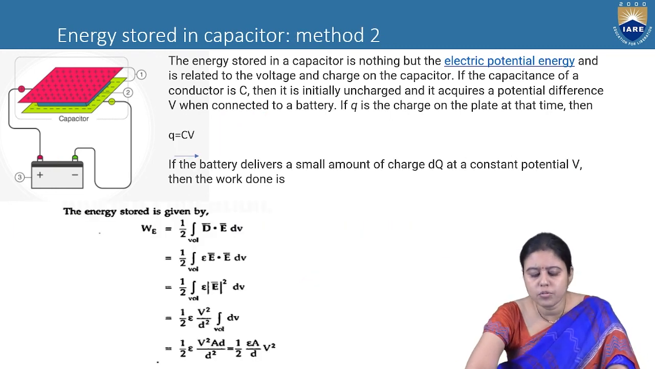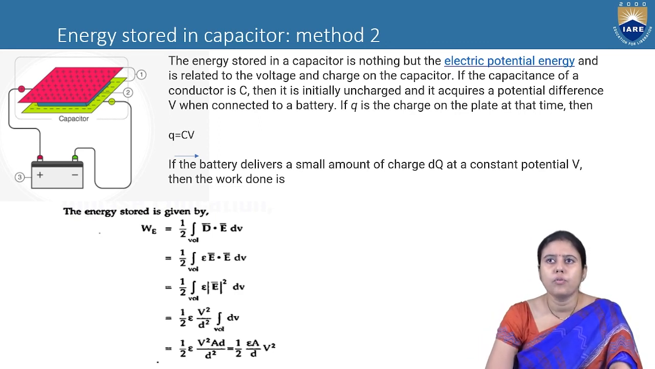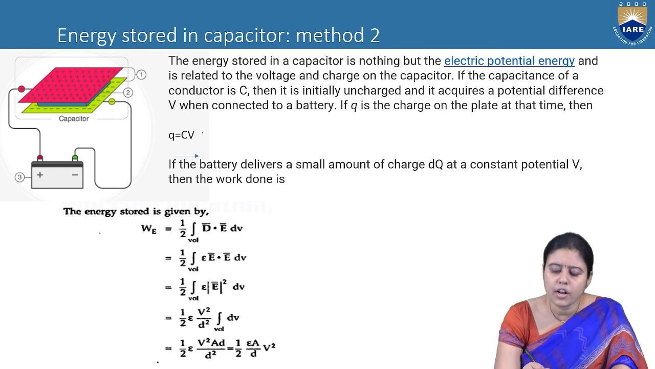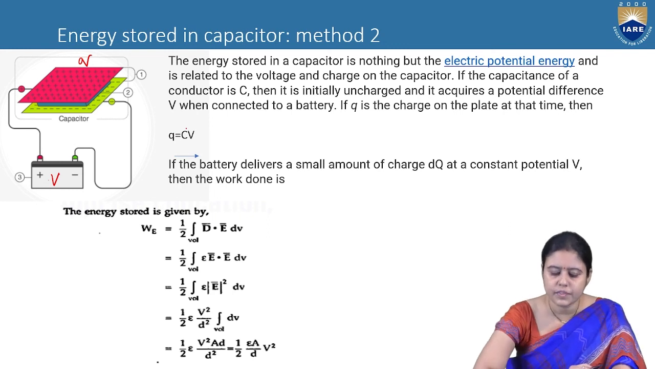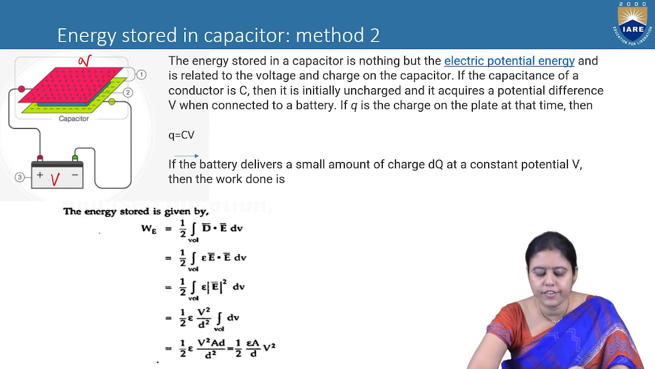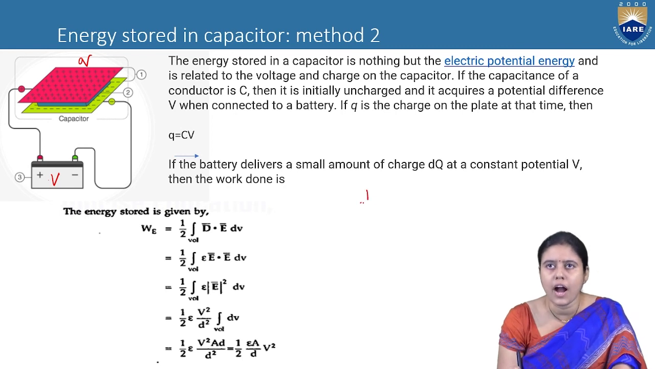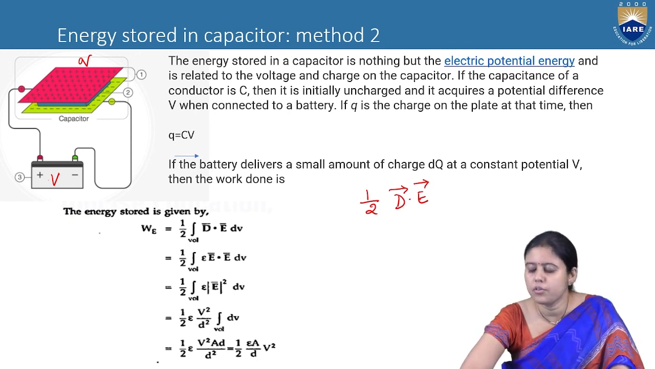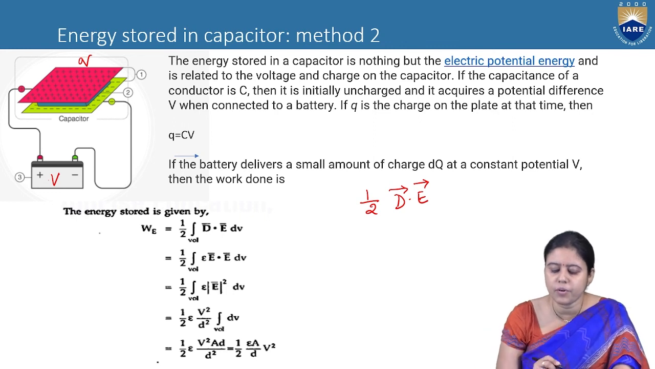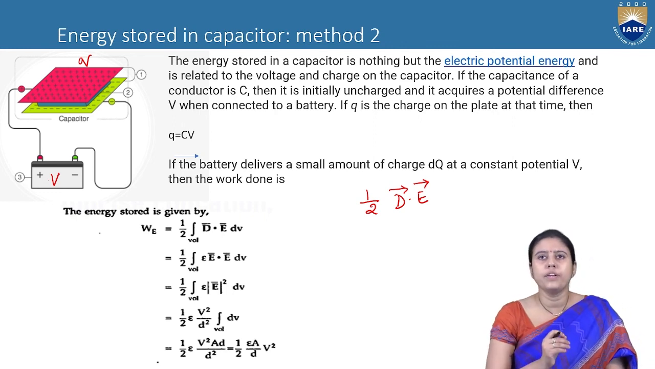Now, if we want to tell the thing in the form of the field, for the same thing, we already know if we connect it with the voltage V and the total charge is Q, we can write Q is equal to C into V. According to another definition, work done is equal to half D into E. Why D into E? Because our basic definition of work done is to bring the charge.